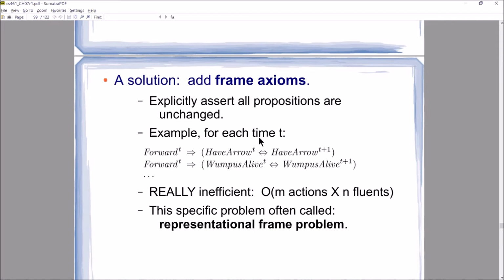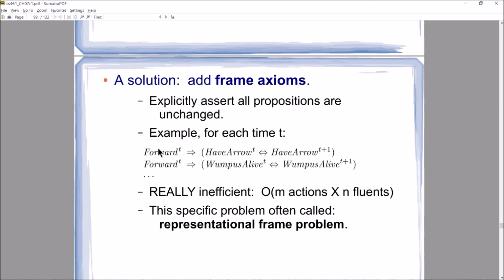What you're doing here is writing sentences that spell out what propositions are unchanged. So for example, for each time t, what this says is that if you move forward at a certain time, you have an implication that you'll have the arrow at time t plus 1 if and only if you had the arrow at time t. Similarly for the wumpus, this is spelling it out that if you move forward at time t, the wumpus is going to be alive at time t plus 1 if and only if the wumpus was alive at time t.